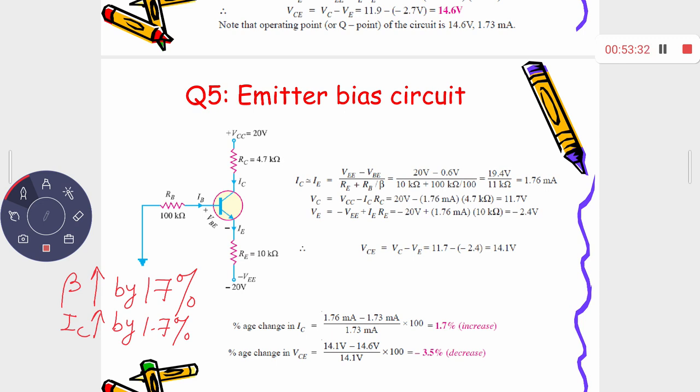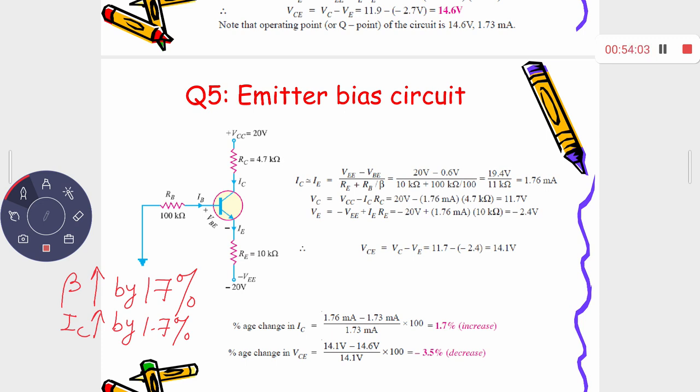That means the corresponding change in beta is desensitized in this emitter bias circuit. Whenever you study the feedback amplifier, there is a factor called the desensitivity factor. That means if there is some change in beta, it is not reflected in your IC change or DC change. That means this circuit is not that sensitive to beta change.